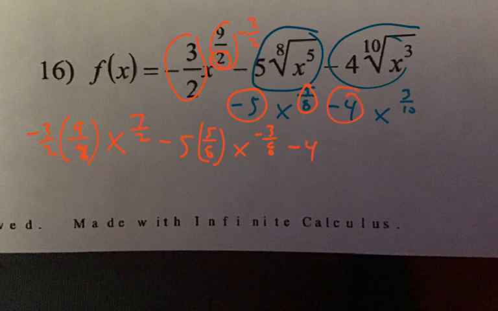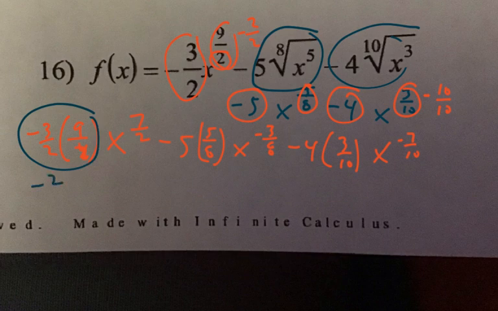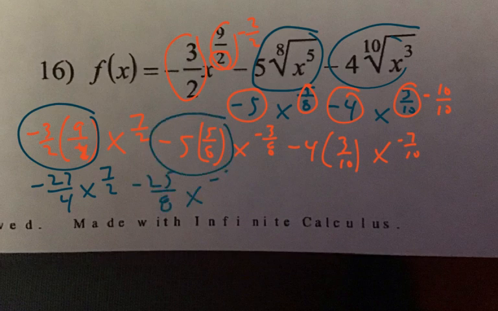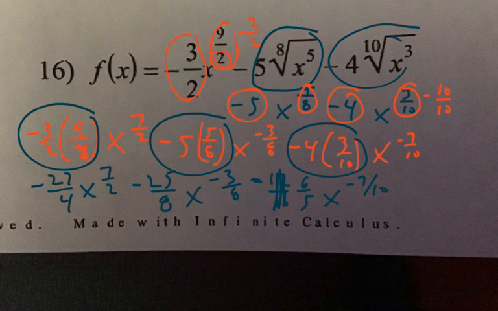Here the negative 4 will stay. The 3/10 comes down. And it's going to be x to the negative 7/10 because I'm going to minus 10 over 10 for 1, you see. 1 is 10 over 10, just like 9 over 9 or 8 over 8 is 1. Okay, so finishing up here, this is negative 27 over 4, x to the 7/2. This is negative 25 over 8, x to the negative 3/8. This is negative 12 over 10, which I'm going to reduce to 6/5. So negative 6/5, x to the negative 7/10.